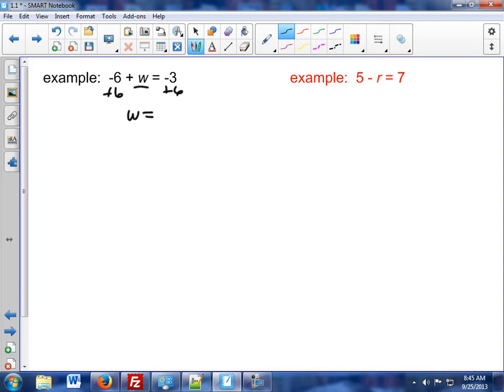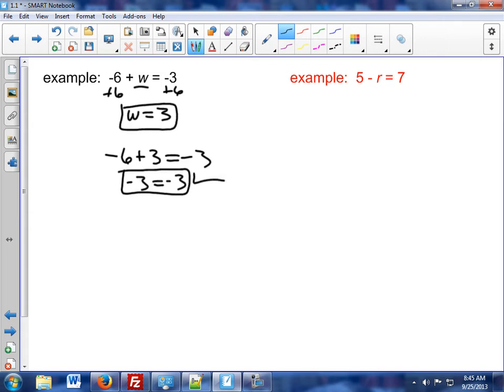W equals what? 3, right? Because negative 3 plus positive 6 is 3. We can check this one. Negative 6 plus 3 is negative 3. Okay? Let's go over here.